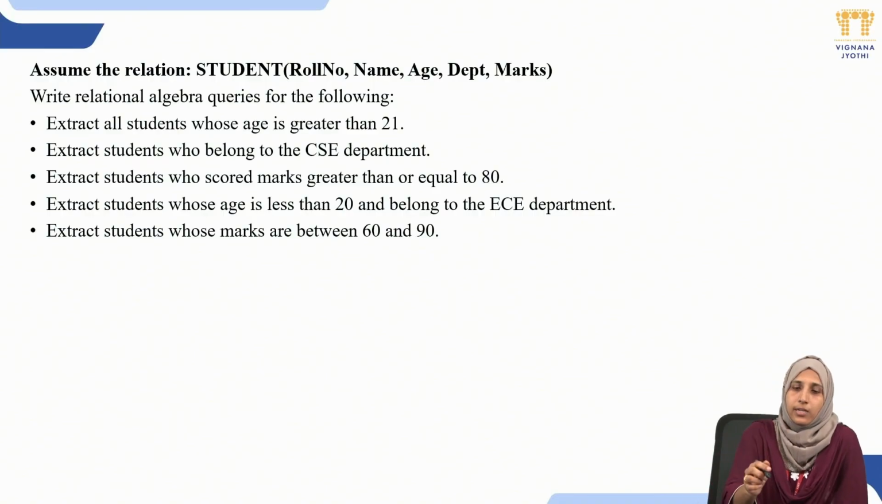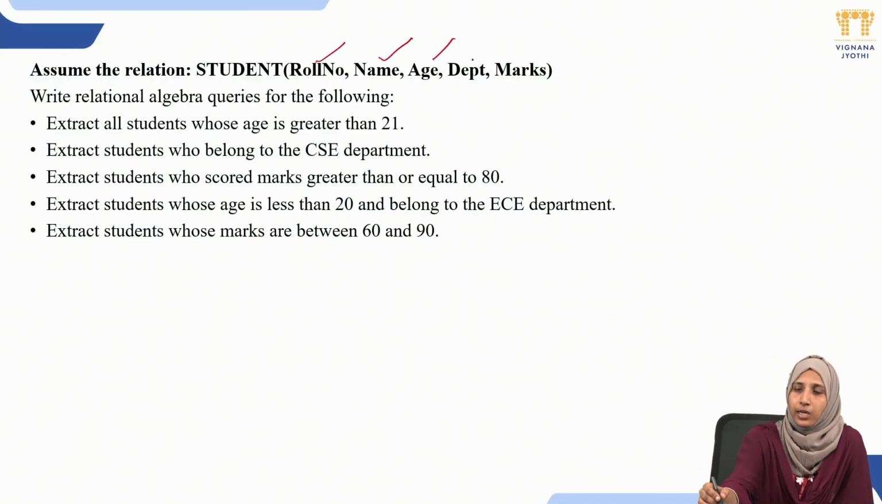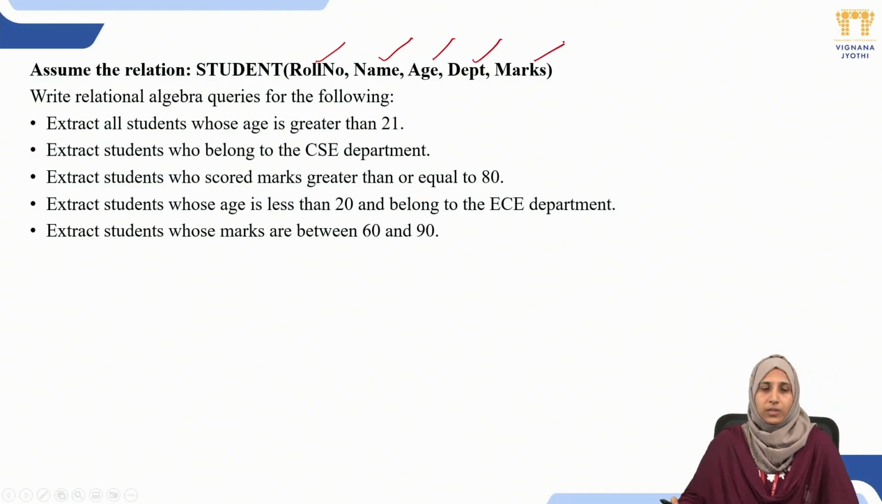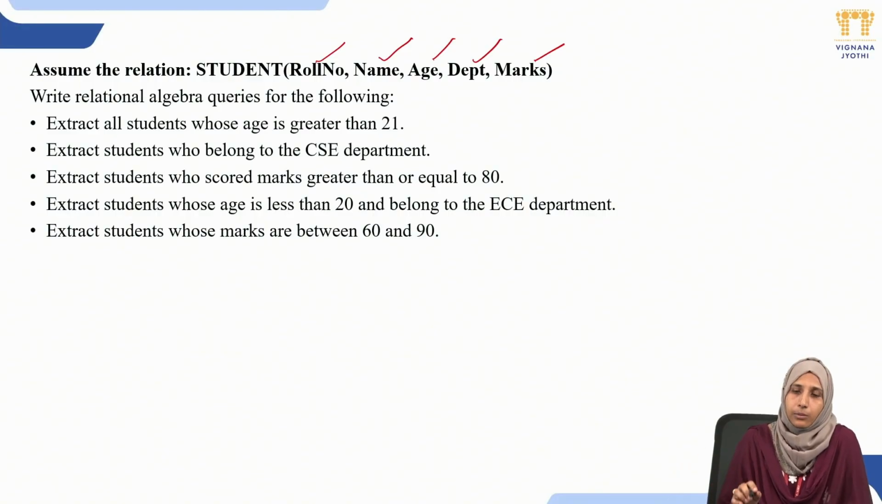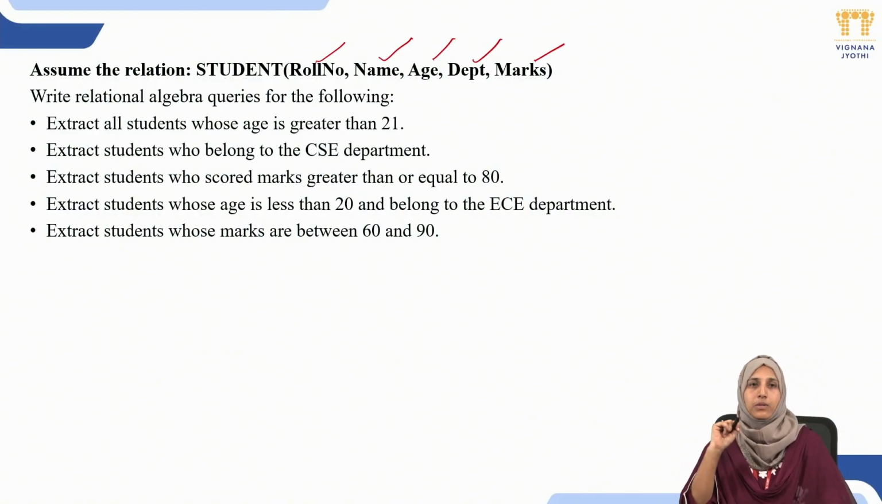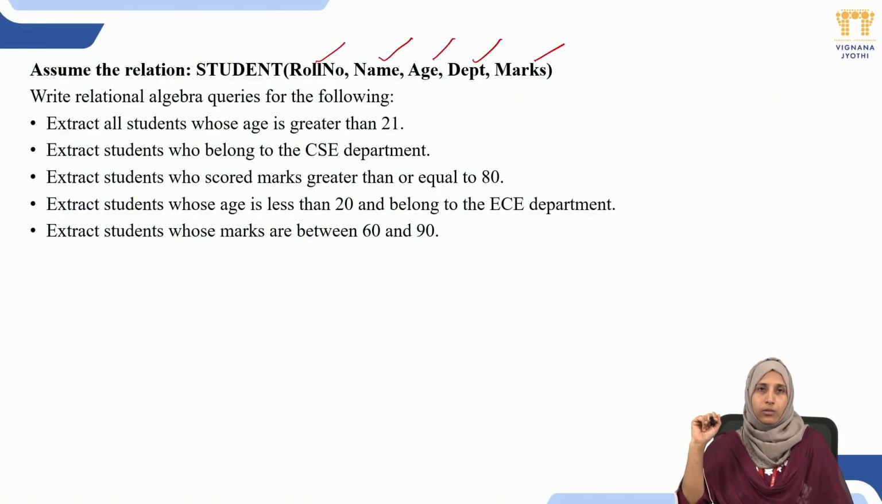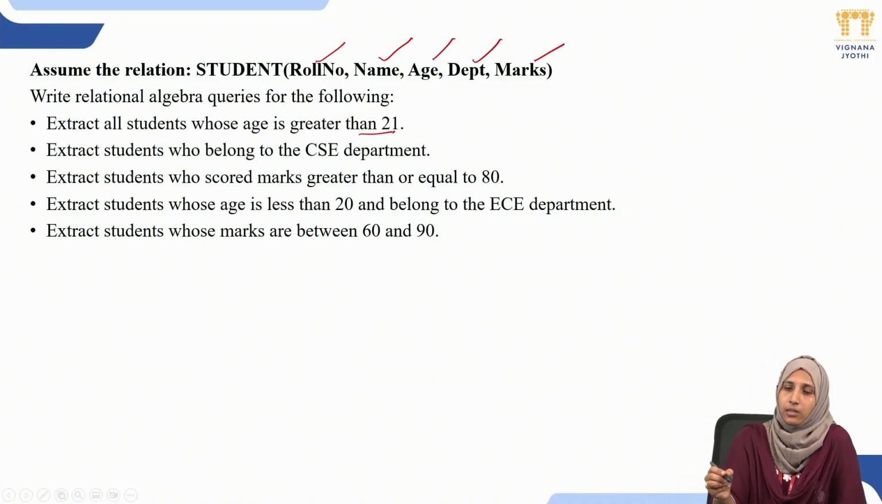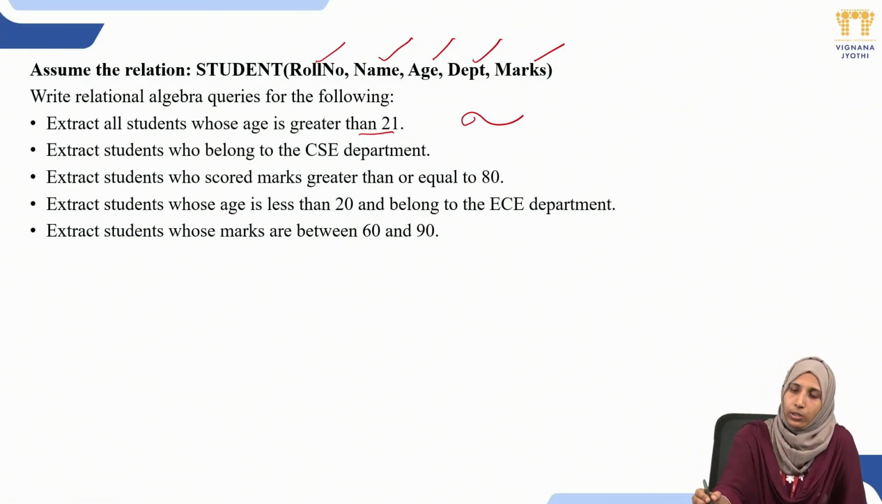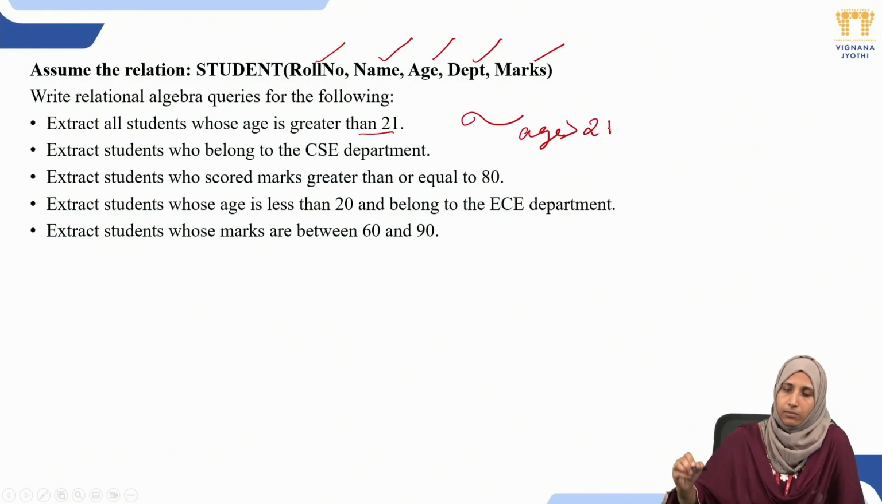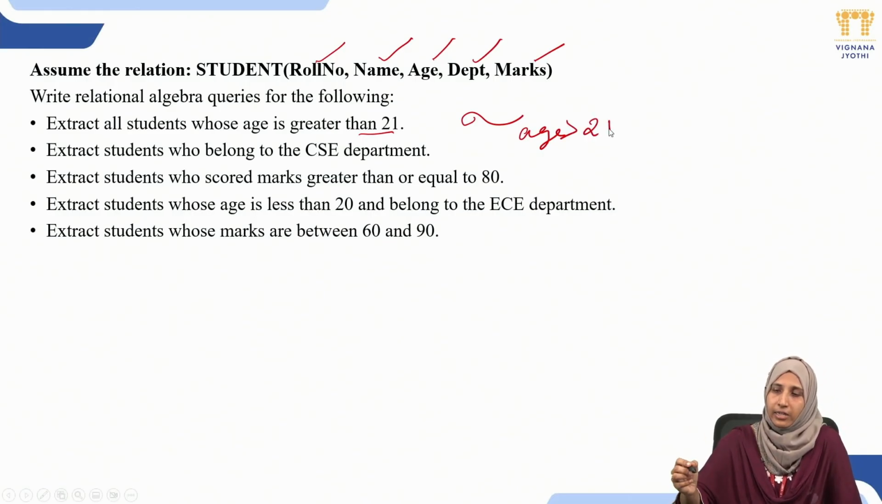Assume there is a schema or relation student where roll number is my first column, then name, age, department and marks. 4 columns are there. We'll see how to write a relational algebraic query by using the selection operator. First one is extract all students whose age is greater than 21. You first write the symbol for the selection operator. Then below that you write the condition: age must be greater than 21.